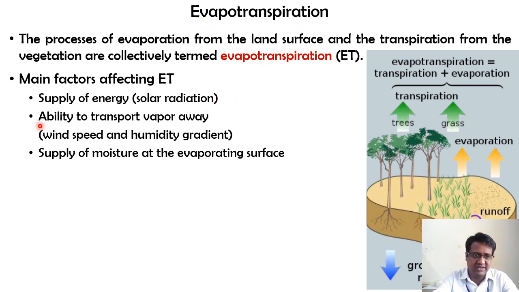So that's why solar energy or solar radiation plays an important role whenever it comes to evapotranspiration. Similarly, we have the ability to transport vapor away, that is wind speed and humidity. We have already discussed sufficiently wind speed and what it does, and also humidity, the various terminologies that come under humidity. All those things we have already studied. Next is the supply of moisture at the evaporating surface, in the sense of how much water is being released from the stomata and coming onto the surface of the leaf. From there itself the evaporation is going to take place.